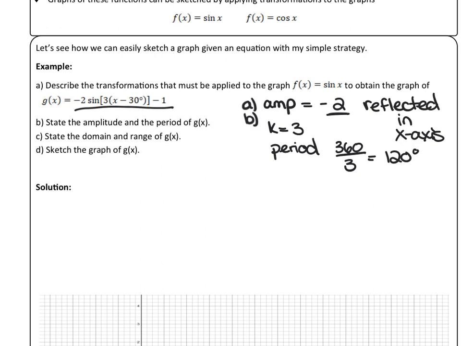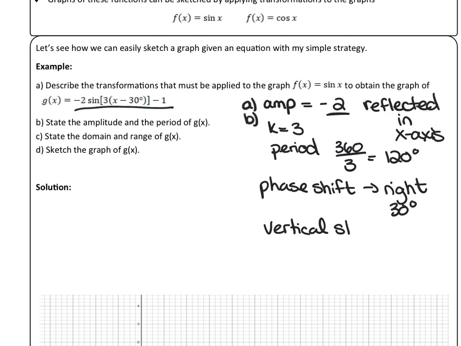The -30 tells us that we have a phase shift. And because it has a negative, it's to the right 30 degrees. And the last thing, we have a vertical shift of -1. So it's going to move down 1.